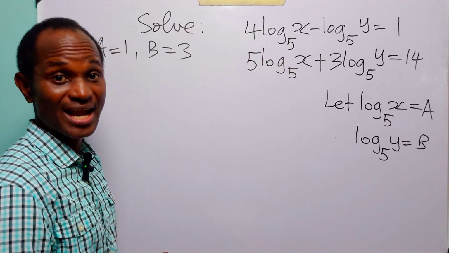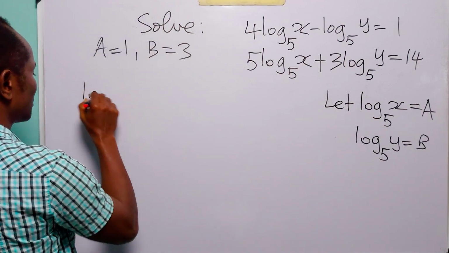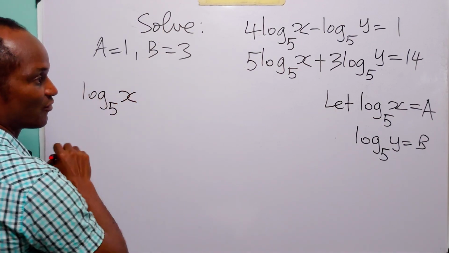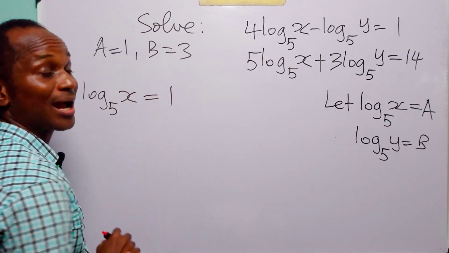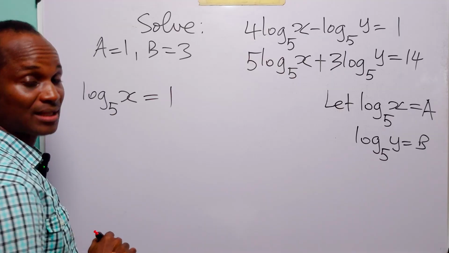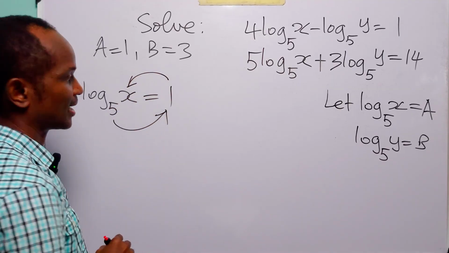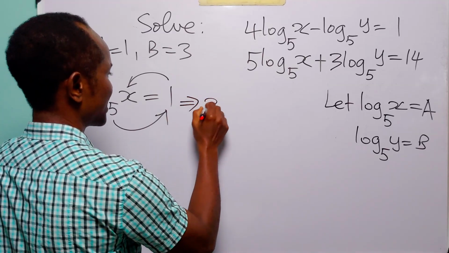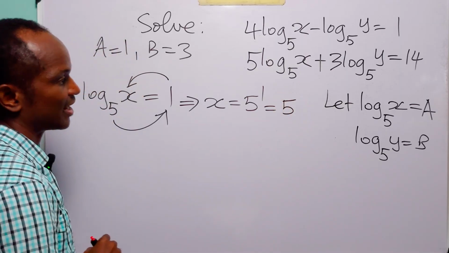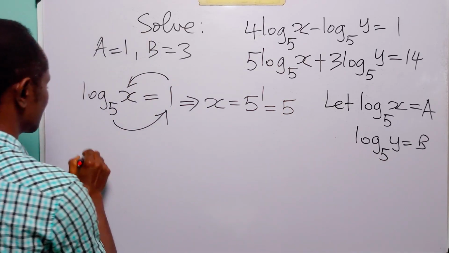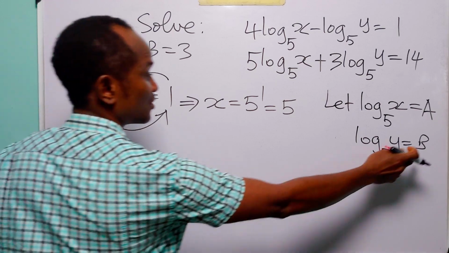And to find the value of x and y, we go back to these two substitutions. We have that log to base 5 of x is equal to a, but a is equal to 1. Of course, you know that when we have a statement like this, it simply means that 5 to the power 1 is equal to x. So this implies that x is equal to 5 to the power 1, and of course this is equal to 5.